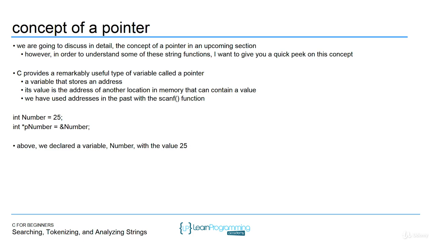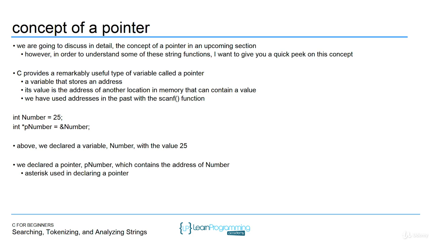Remember from before with pointers, you create a number, int number, and that's not a pointer, and it's equal to 25. But if you get the ampersand of it, which is the address of it, you can then assign it to a pointer. A pointer has special syntax in C. The asterisk represents a pointer. So we declared a variable number with the value 25, and then we declared a pointer using the asterisk named pNumber, which contains the address of number. And again, the asterisk is used to declare the pointer. That's how you know it's a pointer data type.